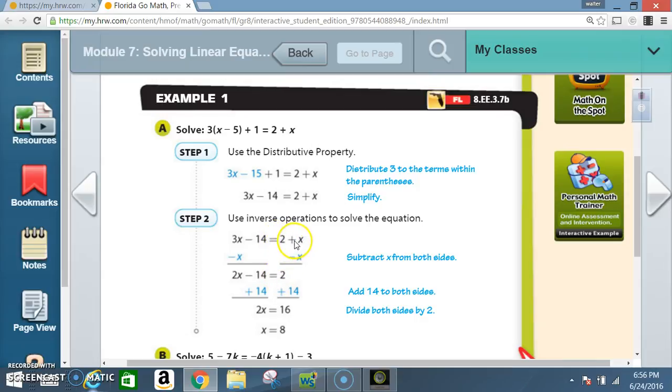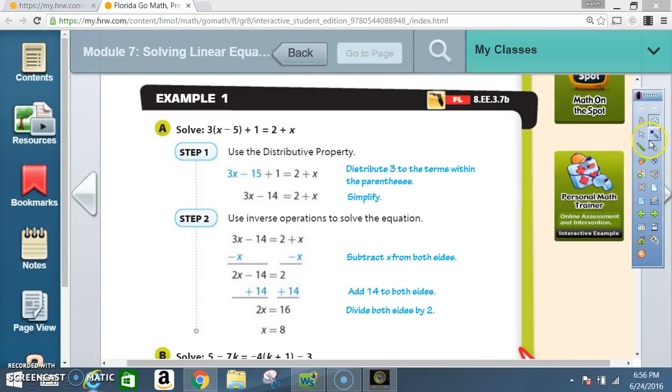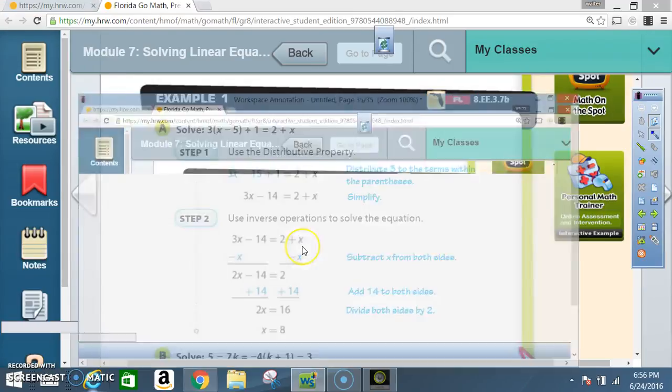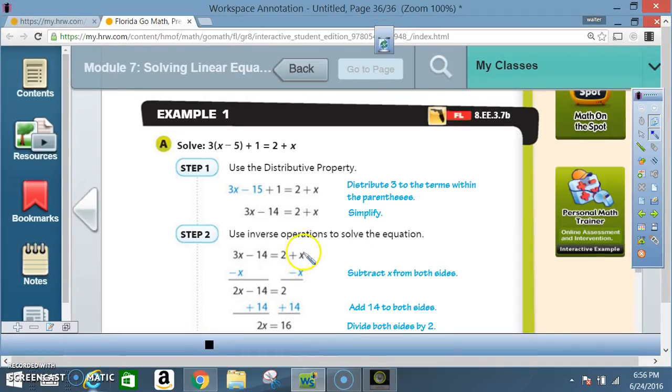Now a positive x, when you take a negative x from it, they cancel out. So that ends up going to 0. There's nothing left there for the x's, because you just got rid of your x term. So now that's gone and that's gone, and you're left with just 2. So now you have 2x minus 14 is equal to 2.